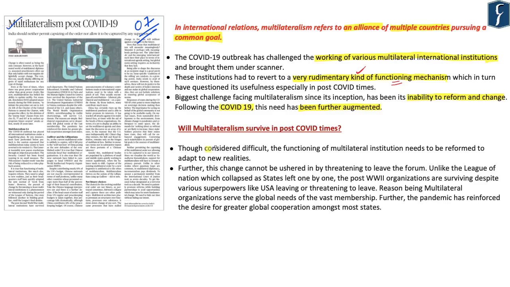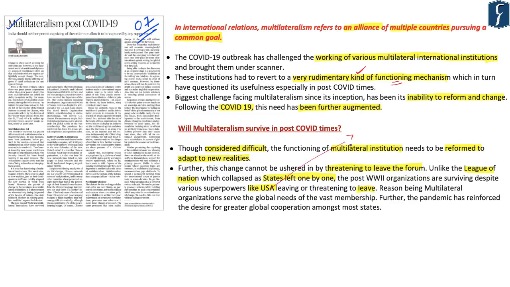Though it is considered very difficult, multilateral institutions, if they want to survive, need to be reformed because they need to adapt to the new realities of the world. The biggest example is COVID-19. Furthermore, this reform or change cannot be ushered in by various member countries threatening to leave. The League of Nations collapsed because one state after another kept on leaving it. However, all the multilateral organizations which came up after World War II have survived despite various superpowers like the USA and others leaving or threatening to leave.